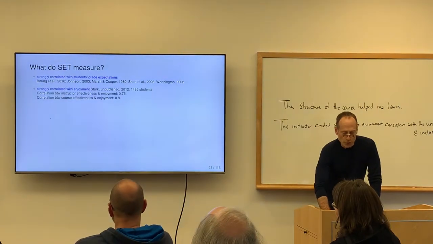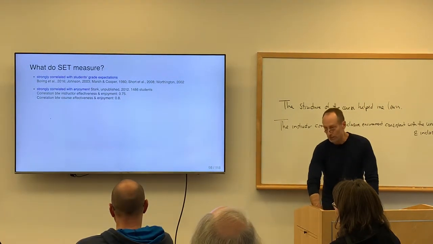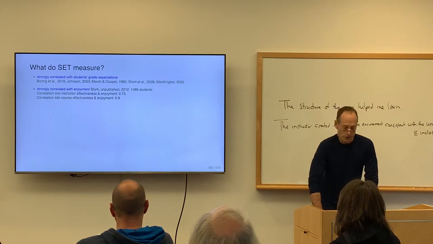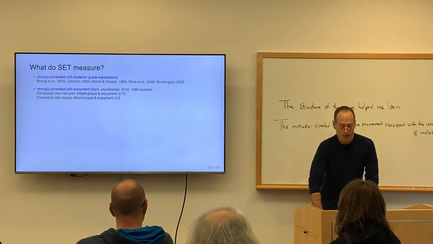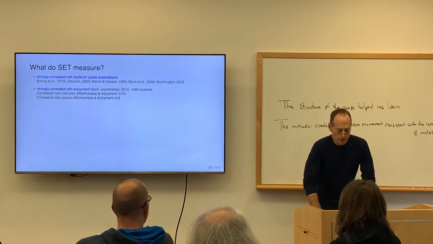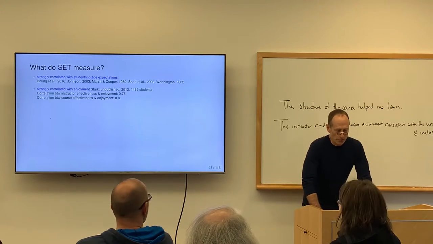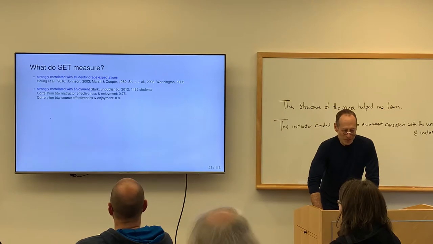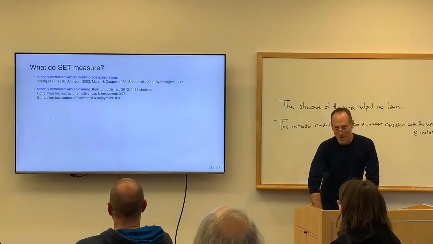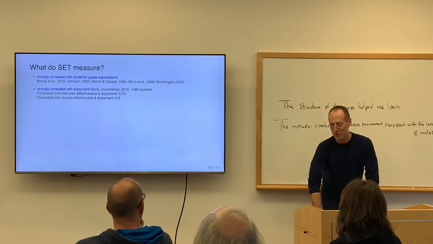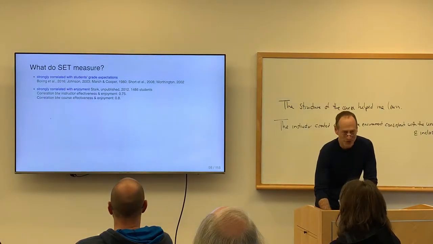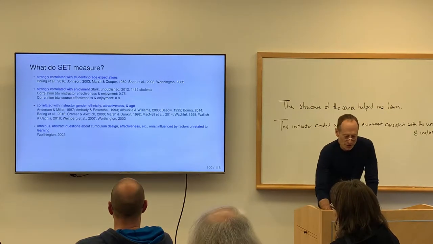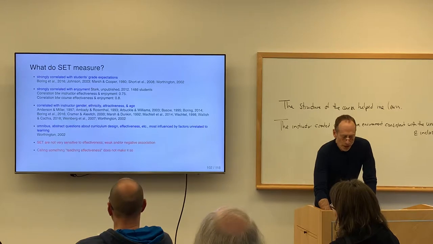There's a correlation with enjoyment. When I was department chair, I added an item to the student evaluations asking, on a scale of 1 to 7, how much did you enjoy the class? The correlation between that across 1,500 students and instructor effectiveness was 0.75, and with course effectiveness 0.8. And these are very big correlation coefficients for data sets that size, right? So, gender, ethnicity, age, et cetera.